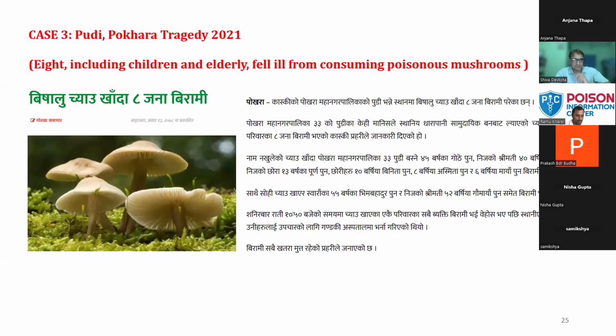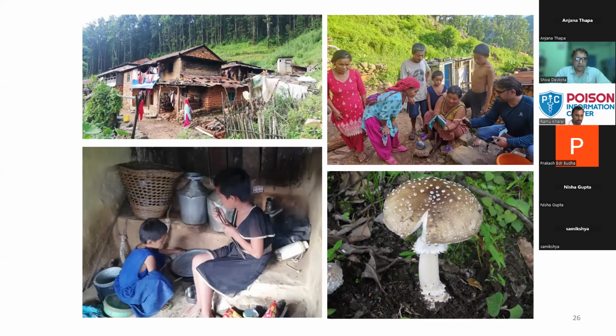Another case is from 2021 in Pokhara, where 8 people, including children and elderly, fell ill from consuming poisonous mushrooms. The next day, I went there and visited those places and the victims' families. I talked with the children, because the children had collected mushrooms and prepared dinner for their parents. I came to know that they consumed Amanita subcolossa mushrooms from that forest. And then, of course, I held awareness camps for them.